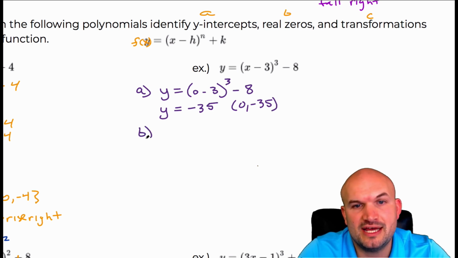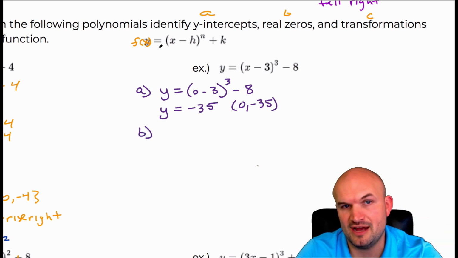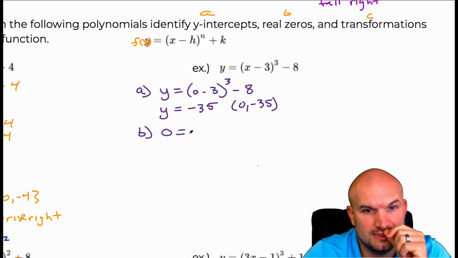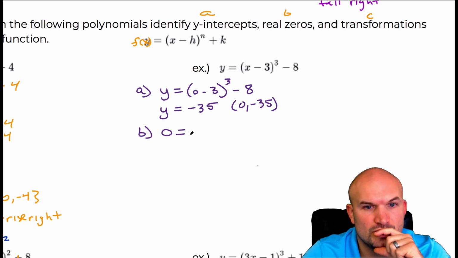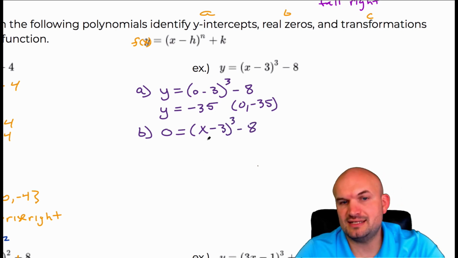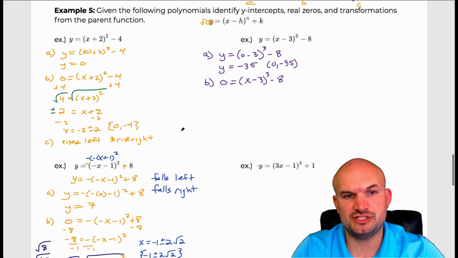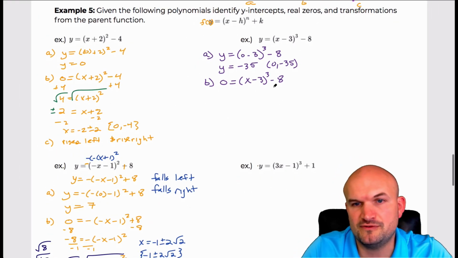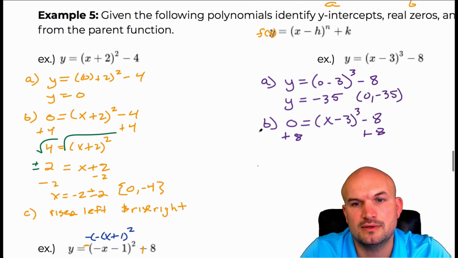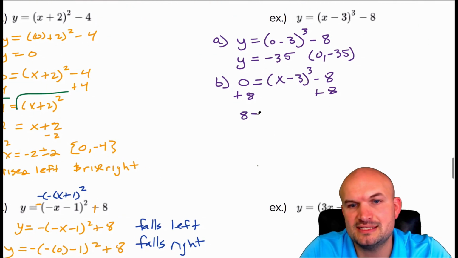To find the zeros, again, we're basically just replacing our y or f of x with 0 and then solving for x. So let's go and do that in this case. 0 equals x minus 3 cubed minus 8. Now, again, kind of the same thing like we did with the other functions here. We're just going to use our inverse operation. So the first inverse operation we're going to do here is add 8 to both sides. All right, and therefore we get 8 equals x minus 3 cubed.